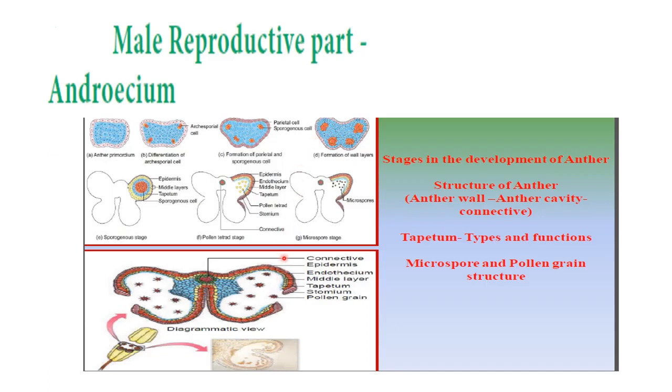is responsible for the formation of the wall layers. From outside to inside, it will form the endothecium, middle layers and tapetum. The endothecium, the outermost wall layer, has the stomium. This stomium is hygroscopic, that is, it absorbs moisture and helps in the dehiscence of the anther.